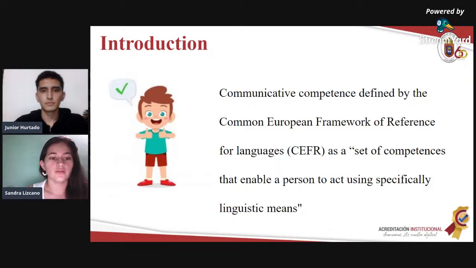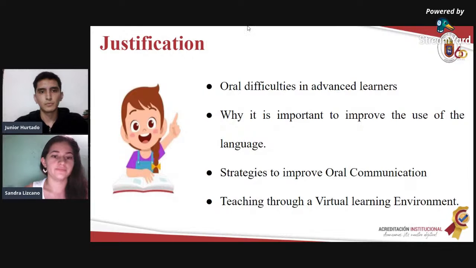improve or to use the language and to talk with other people, but we have noticed that some advanced learners don't speak in the correct way or have some pronunciation mistakes. So with this project, we want to enhance the pronunciation of those students and help them to improve their communication and their academic achievement. So my partner is going to continue with the justification.